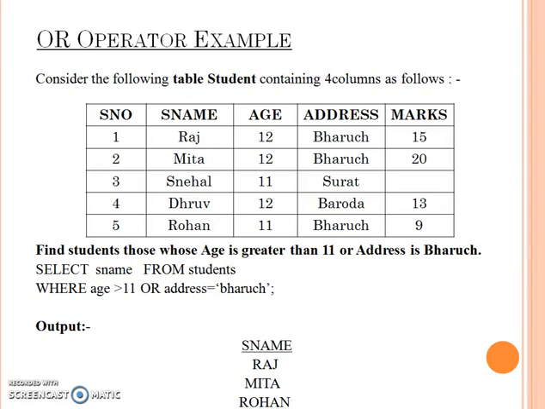Let us consider an example for the same table: S number, S name, age, address and marks. Now if I want to find the students whose age is greater than 11 or whose address is Bharuch, the result would be as follows: select S name from the student table where age is greater than 11 or they are living in Bharuch. So even though the student's age is not greater than 11, as you can see in the example, that is Rohan, since the other condition is satisfied by this record, I would be able to see the result of that.